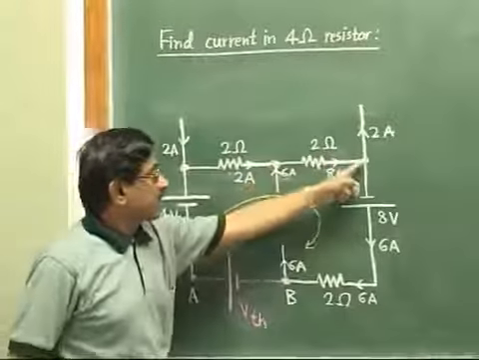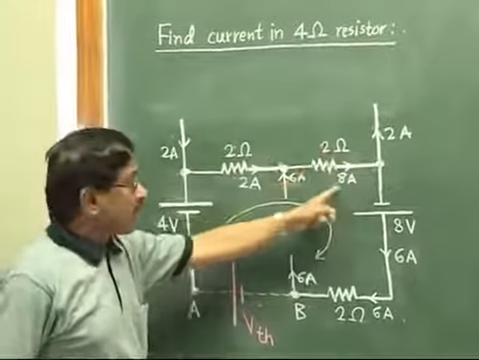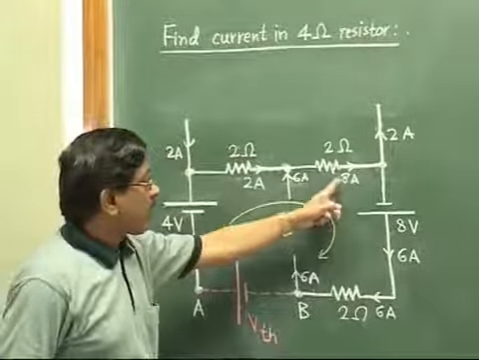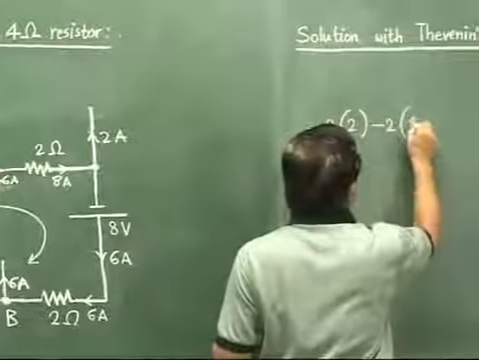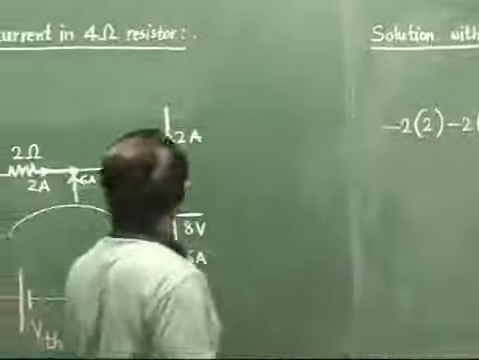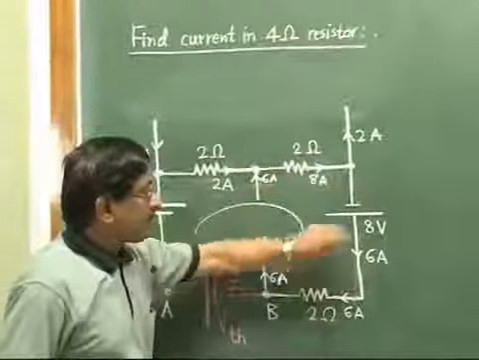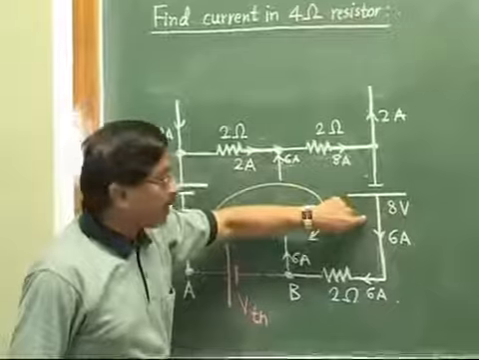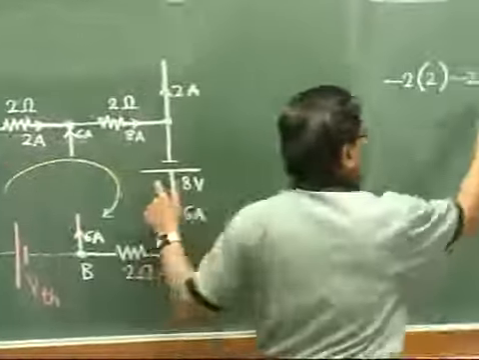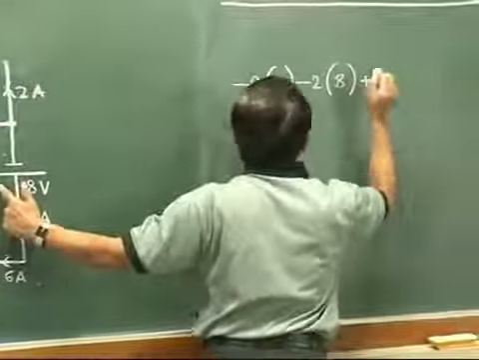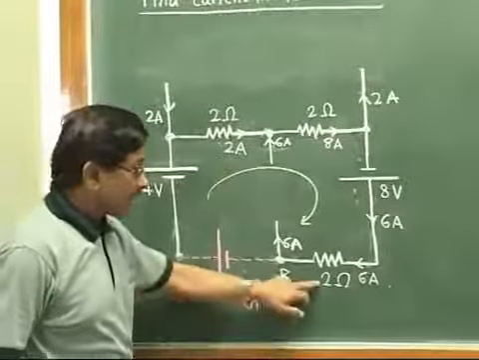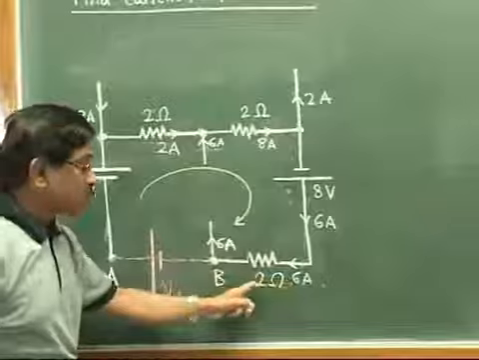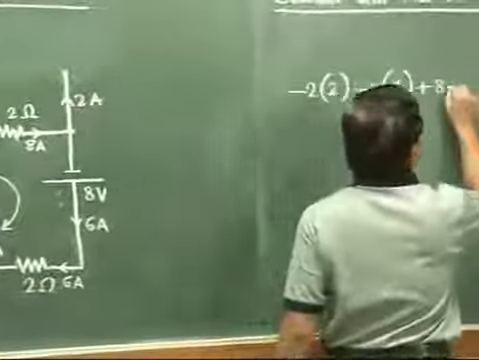Then from this to this, resistance is 2 ohm, current is 8 ampere, but it is a drop. So minus 2 times 8. Then this to this, it will be jumping from negative to positive plate. So plus 8. Then this to this left, again a drop. Resistance 2 ohm, current 6 ampere. Minus 2 times 6.